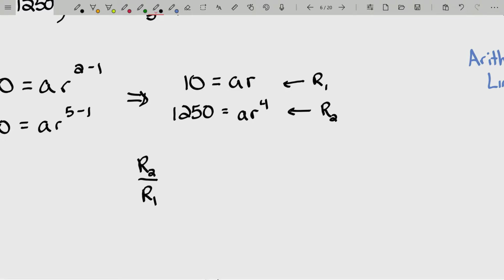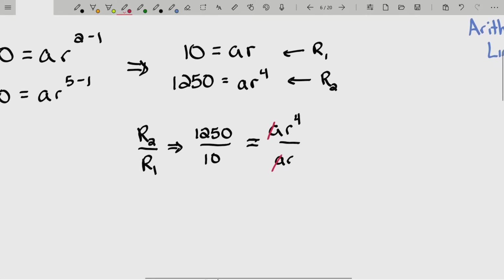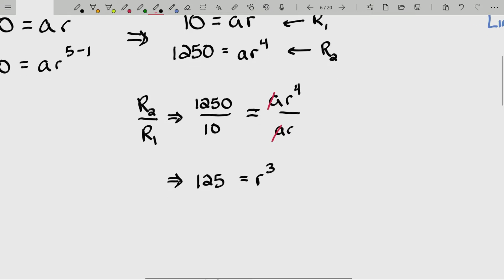If you don't want to do it this way, if you want to just take row 1 and solve it for A or R, more power to you. I just don't do it that way. You could totally do it that way though. I have no qualms with that. But taking row 2, which is 1250, and AR to the 4th, and dividing that by row 1, you see something very special happen. On the right hand side, the A's will cancel out. So you're honestly solving specifically for R here. You have 125 is equal to R to the 3rd.